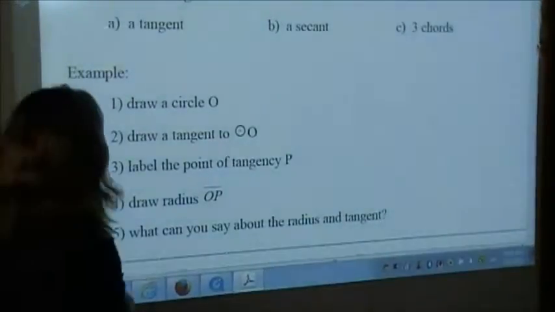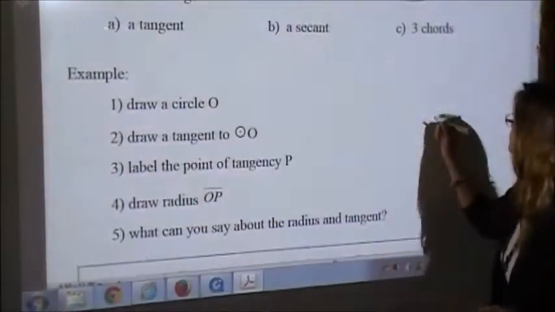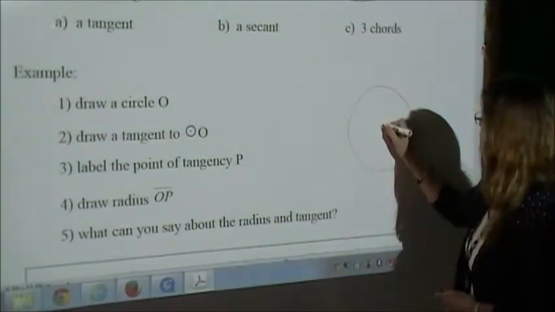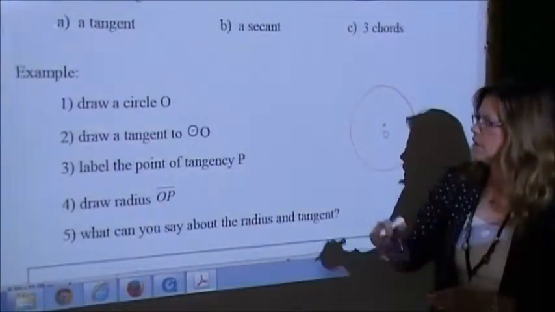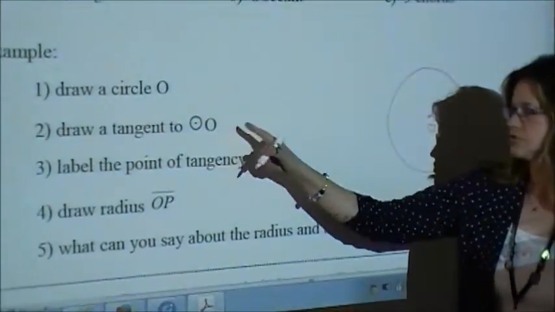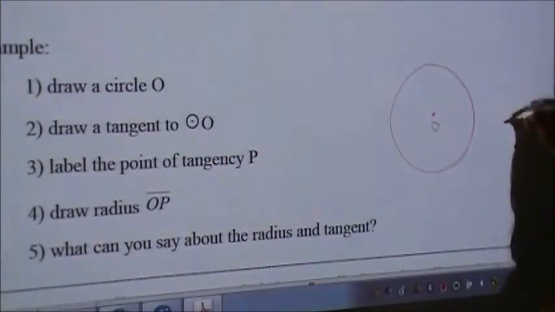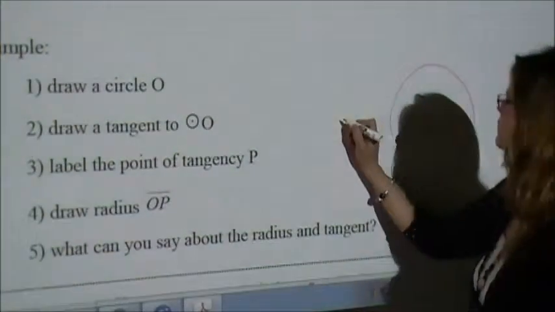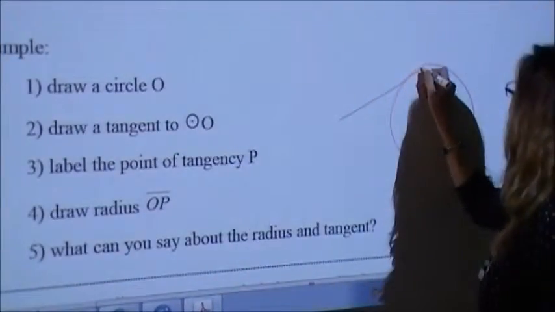All right, so now let's check out what's going on here. It says draw a circle O. So I'm drawing a circle, I'm putting the center in there, I'm naming that O. Draw a tangent to circle O. So a tangent is a line segment that starts on the outside of the circle. You can start it wherever you want, and it's just going to intersect the circle once.